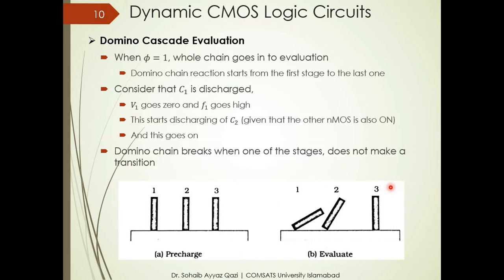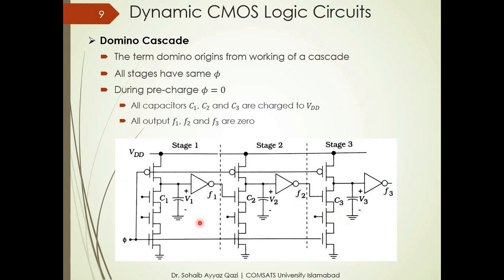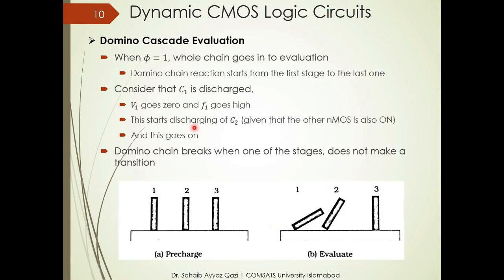So what happens in the evaluation phase? In the evaluation phase, phi will be equal to 1. That means the whole chain here goes into the evaluation phase. This is known as a chain reaction that starts from the first stage and goes to the last one.